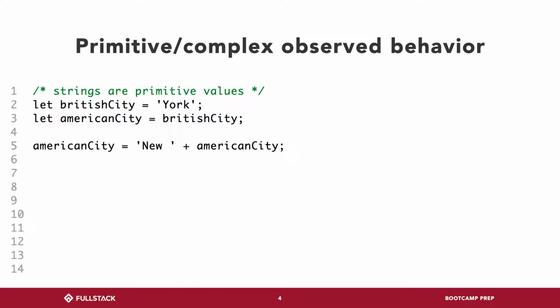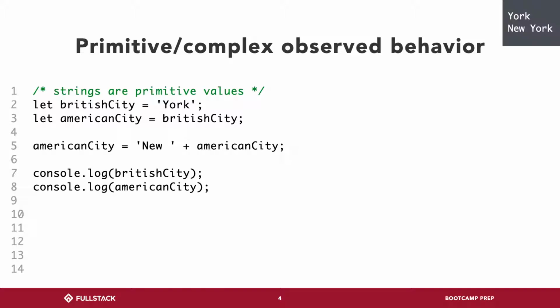So let's take this for an example. You say let British city is equal to York. And then you say let American city is equal to British city. Then you say American city is equal to a string new plus American city. Console log British city, console log American city. You get York and New York. Is anyone confused by this? British city is a string York, and American city is equal to British city, so this is equal to this. Then now American city, it's not York anymore, it's New York. So you say British city, American city, it's York and New York. Cool?